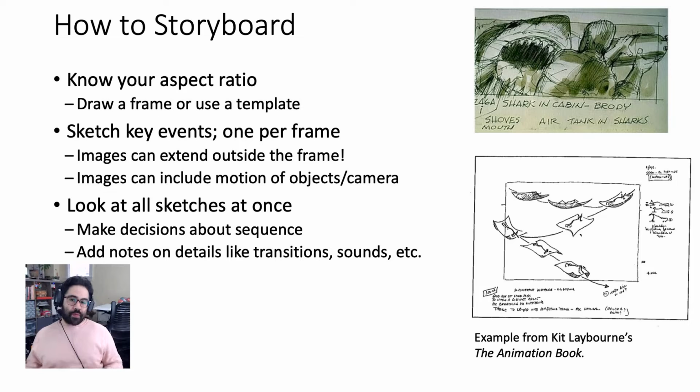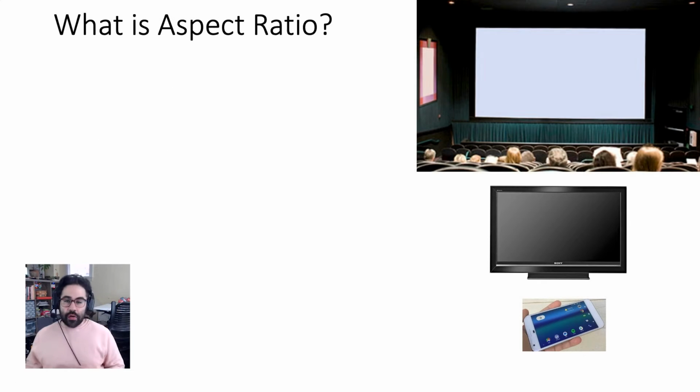And at any stage in the process, you can add written notes that can give extra info on details like transitions between shots, sounds that might happen along with a scene, or specific motions within a given scene. And we can see that here in this example from the storyboard for the movie Jaws, where the character is about to shove an oxygen tank into the shark's mouth. Now that we know a good overview of the storyboarding process, let's talk about aspect ratio.